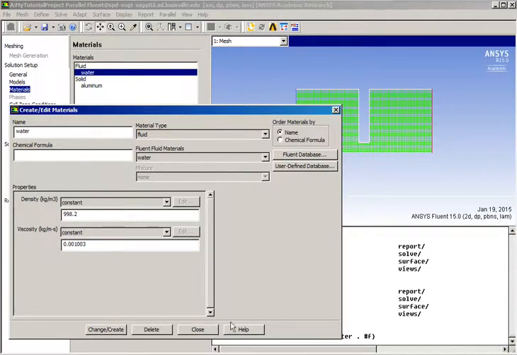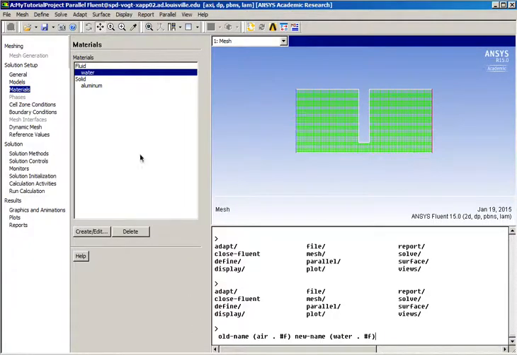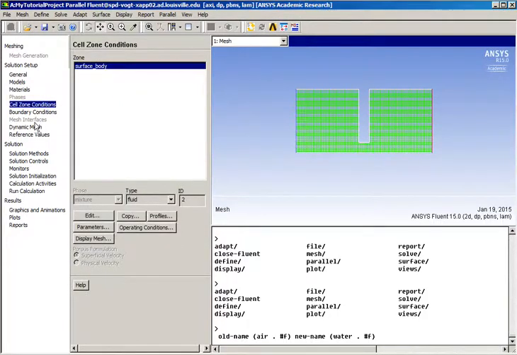I changed it for my simulation. Okay, close. And I could have called it anything. I could have called it syrup or whatever. And as long as it's got the viscosity and density, then we're good. Cell zone conditions, I don't have to do much there.